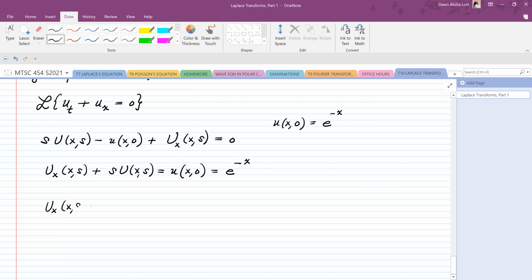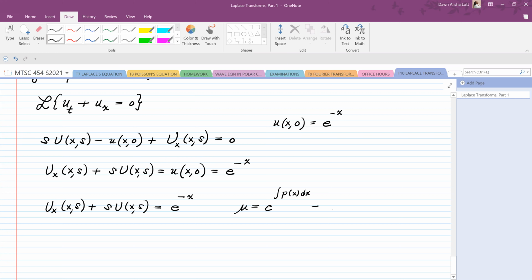Plus s U of x and s is equal to e to the minus x. Okay, that's a different problem. Now I know why I was confused in my notes. I got it now. All right, so we need an integrating factor. So our integrating factor mu is going to be e to the integral of p of x dx.